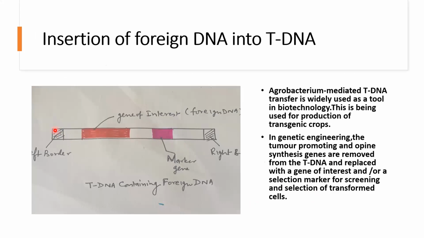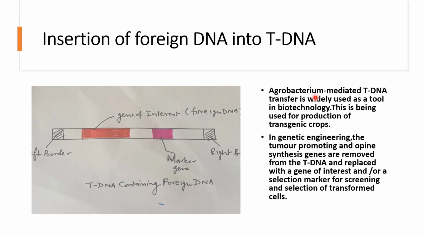Now, this is the left border of the tDNA. This is the right border. In this, we have added foreign DNA, or we can say our gene of interest, which we want to incorporate into the host genome, which we want to transfer into the host genome. So that gene of interest is added here. And for selection or screening of the transformed cell, a marker gene is added. This can be an antibiotic resistance gene or another kind of marker gene.